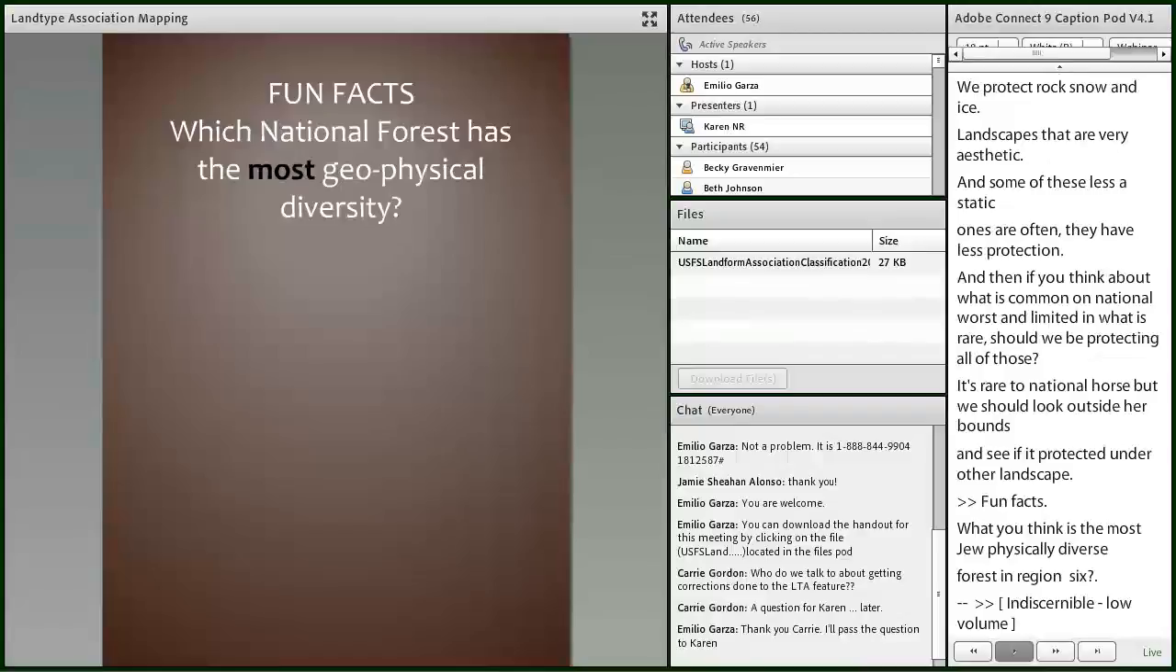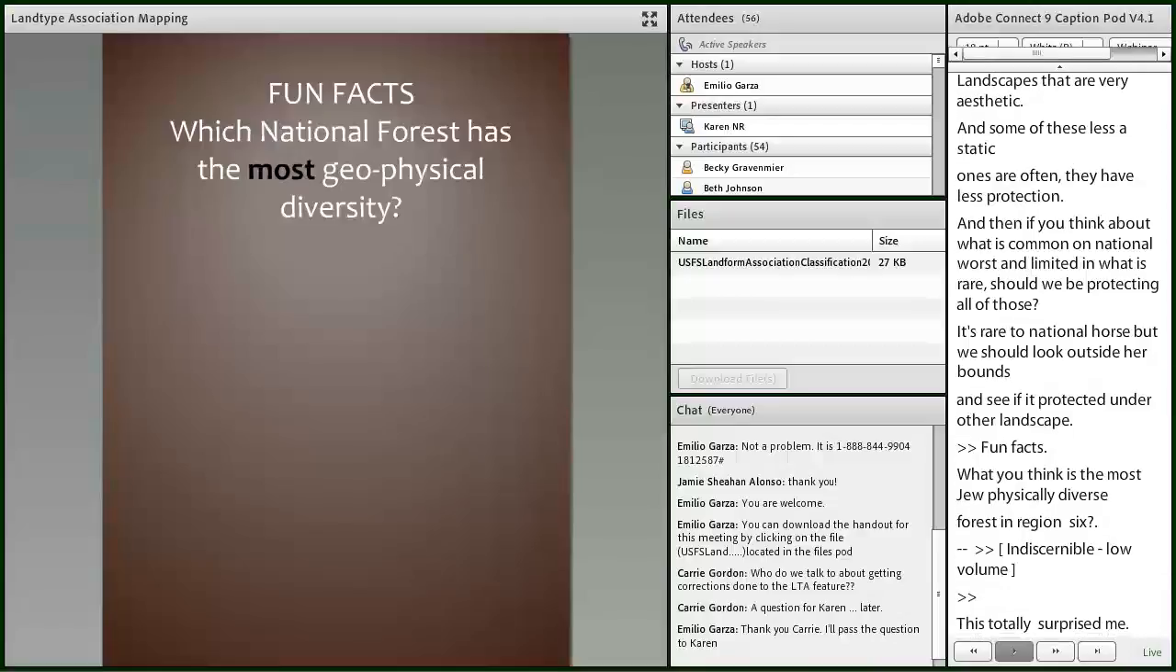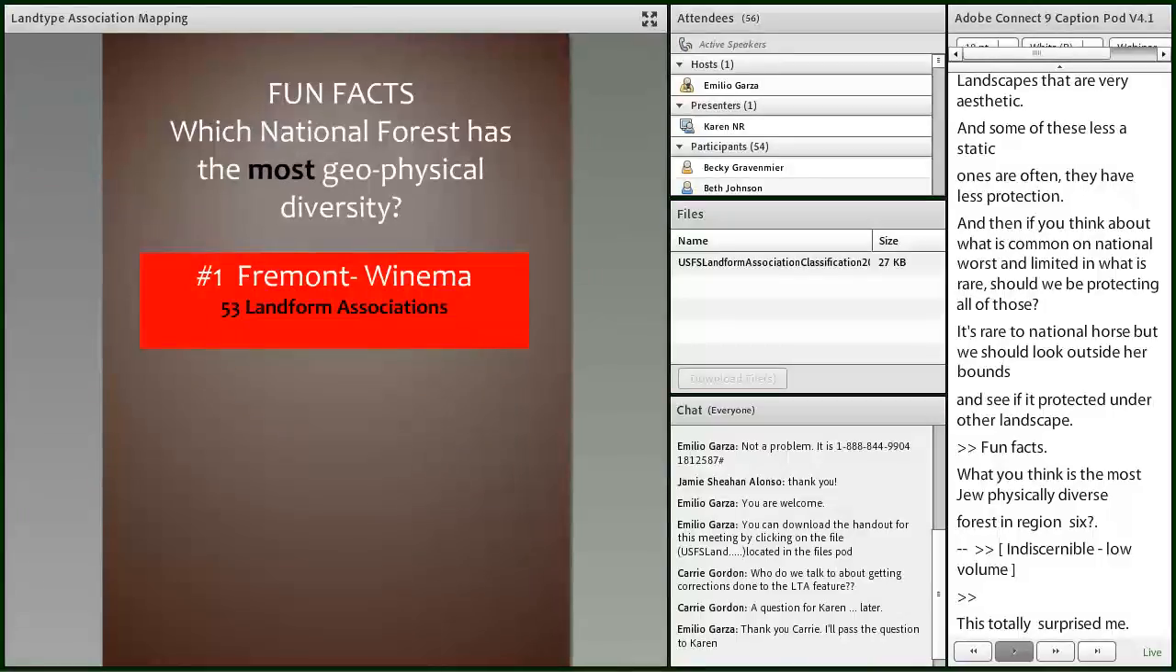This totally surprised me. Well, Whitman's not there. Neither is the Olympic. Neither is the Willamette. The most diverse forest, wait for it, Fremont-Winema, because it goes from the glaciated highlands all the way out to lacustrine, basin and range, so inches of rain to 6. Incredibly diverse forest. It has land types that no other forest has.